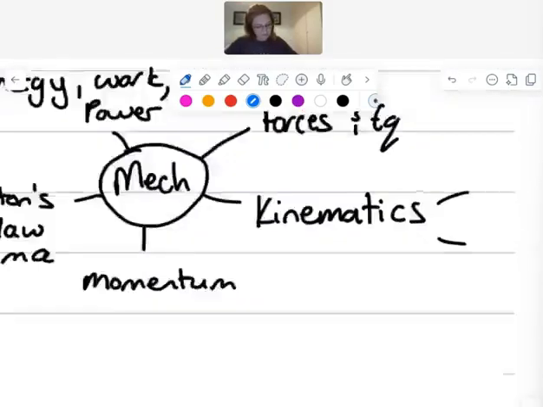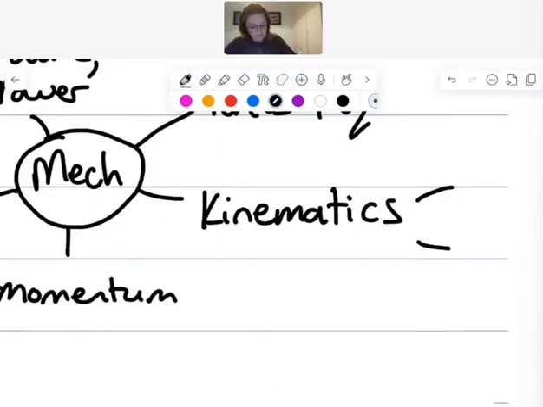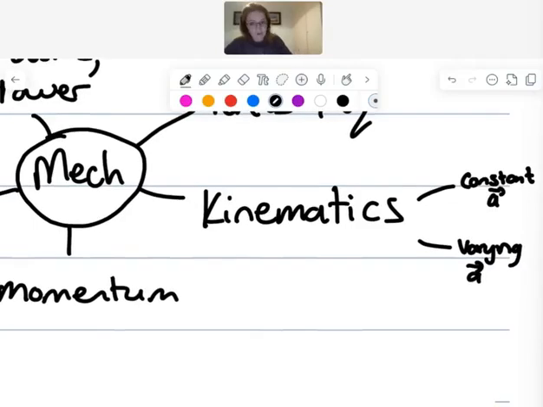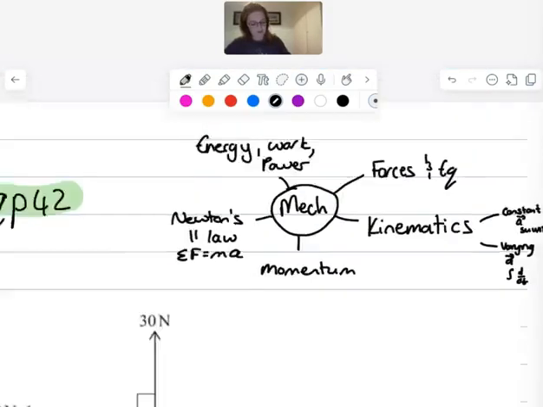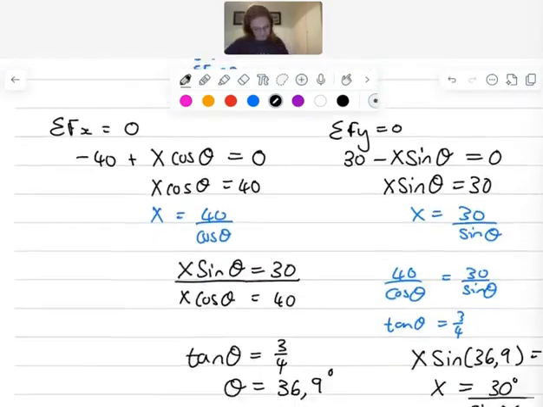So under kinematics, we've got constant acceleration and we've got varying acceleration. Under constant acceleration, we can use suvat, and we also often have our time graphs with straight lines. Under varying acceleration, we need to integrate or differentiate. Okay, so I hope this is helping you a little bit.